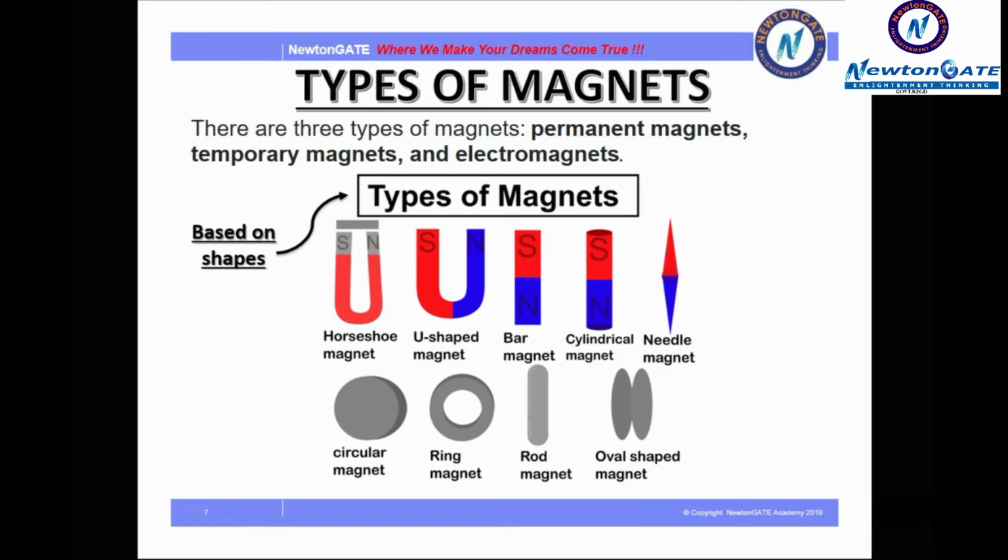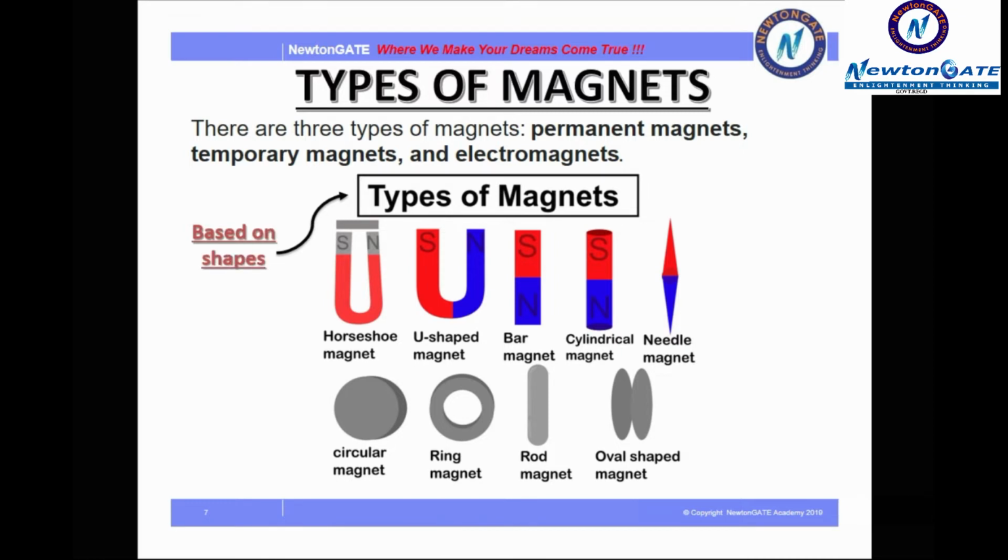Now comes the types of magnets. Basically, there are three types of magnets: permanent magnets, temporary magnets, and electromagnets. We also have to learn the types of magnets based on shapes. There are horseshoe magnets, U-shaped magnets, bar magnets, cylindrical magnets, needle magnets, and many others, for example circular, ring, rod, and oval shaped magnets as well.